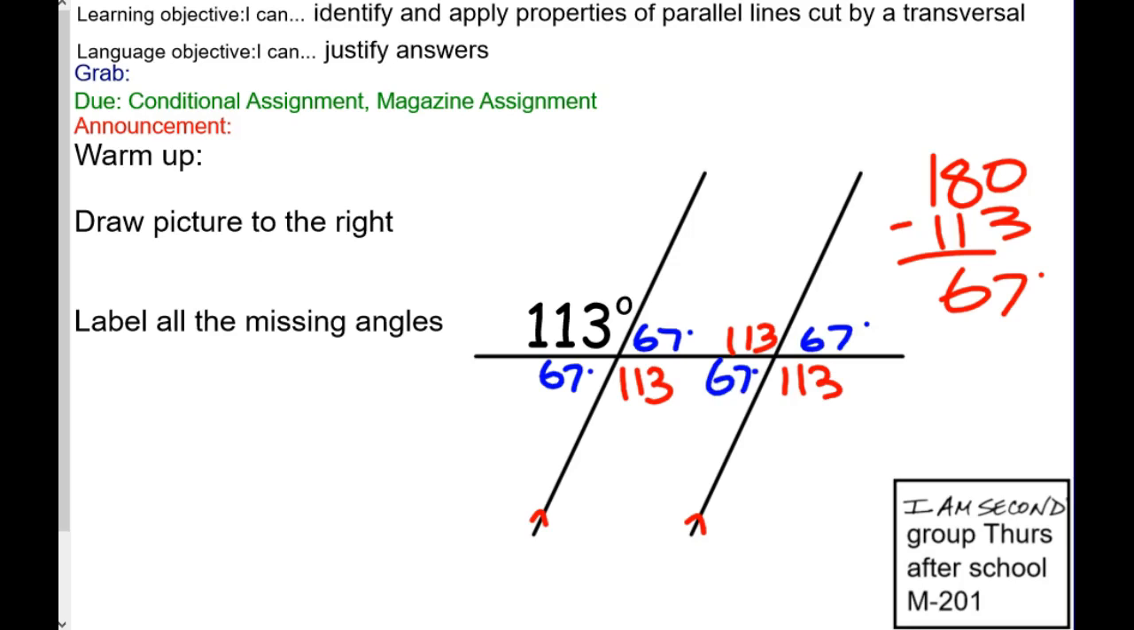So, do you see how that works? If you know one angle, you can figure out all the other angles if you have 2 parallel lines cut by a transversal. Cool? Do these notes. Quick notes, quick assignment.